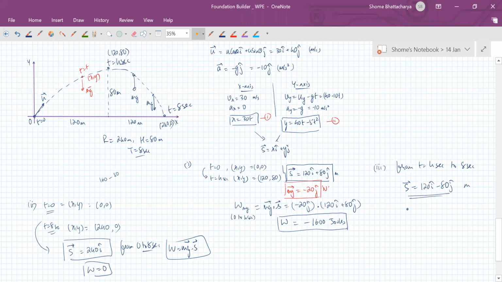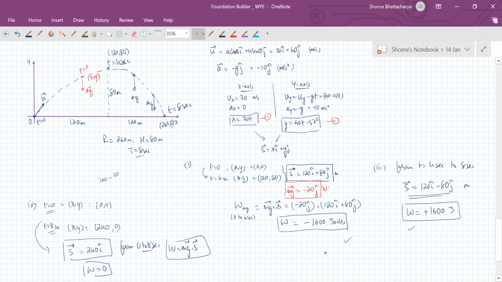So the work done is going to come exactly plus 1600 joules when you calculate by the dot product. And that is why, when you connect this and this, the total work done from 0 to 8 seconds is coming out to be 0. Because first, going from 0 to 4 seconds, gravity is doing negative work of 1600 joules, minus 1600.